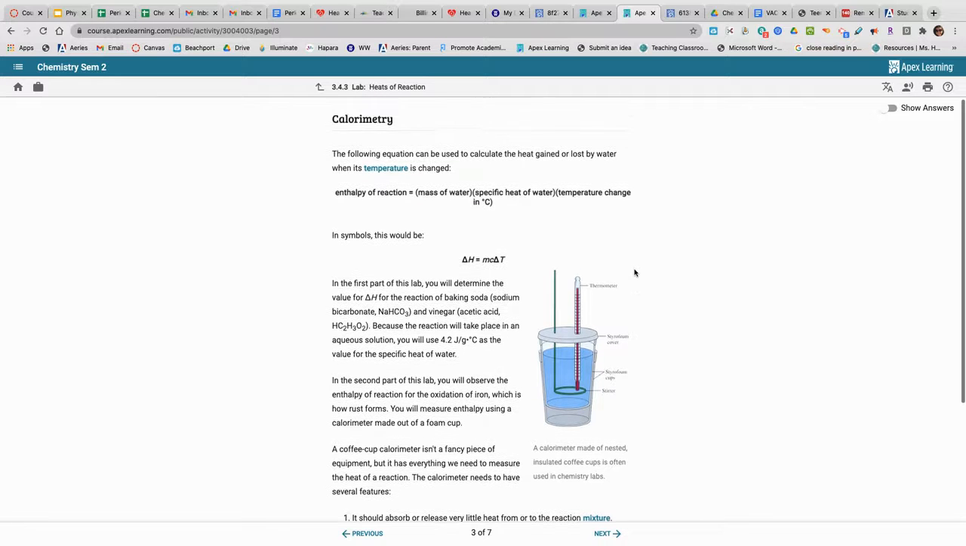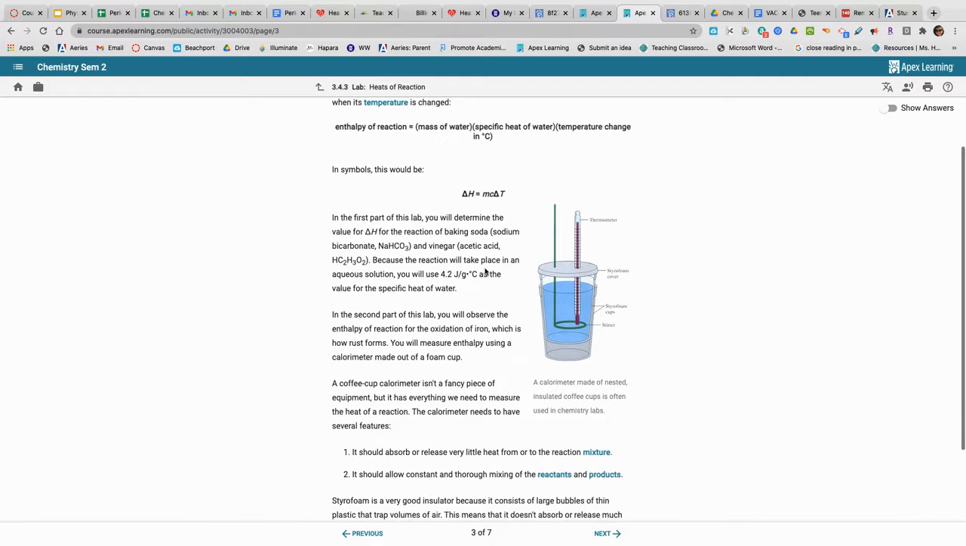Calorimetry. So how do you find the amount of energy? To find the enthalpy of a reaction, you multiply the mass times the specific heat of water, which is 1 for water, and the temperature change. So the specific heat will be different if you're using joules, as you will see in a moment.